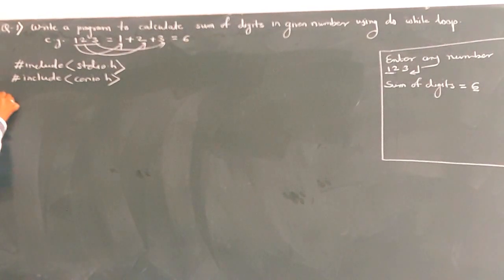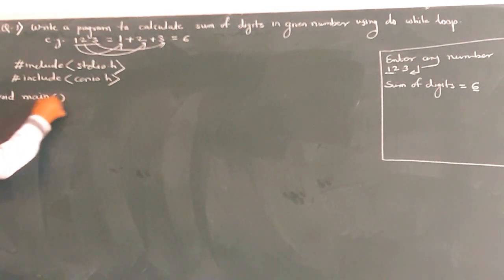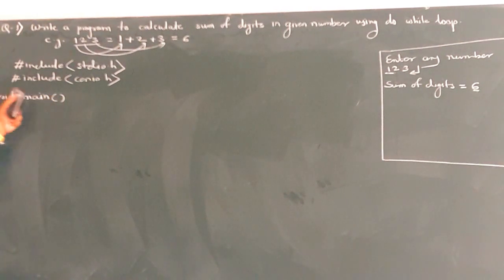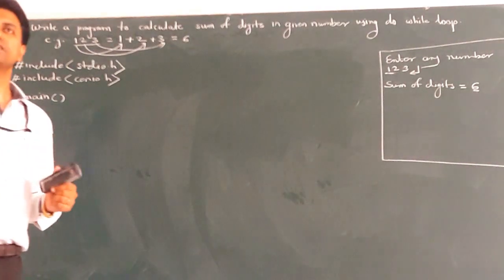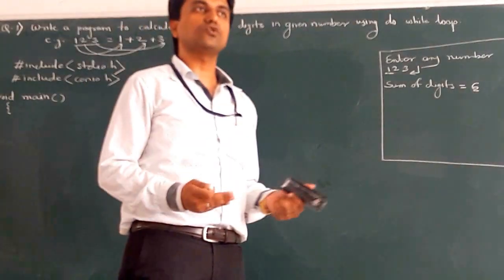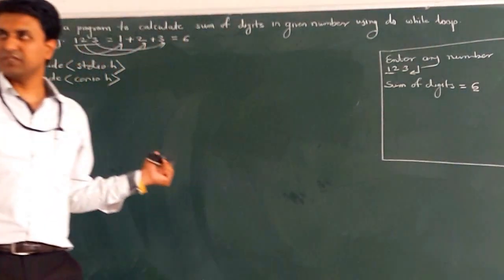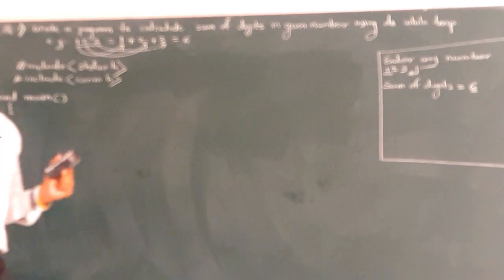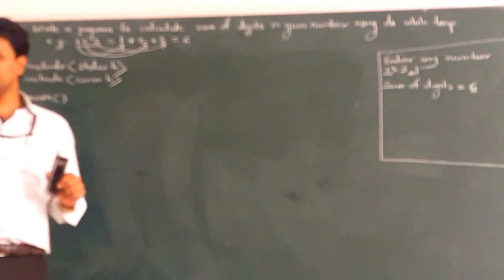Next, the program starts by writing the main function. So main, void main, that is the main function having return type void. That means the main function does not return anything to the operating system. This is the meaning of this void return type. Next, variable declaration.